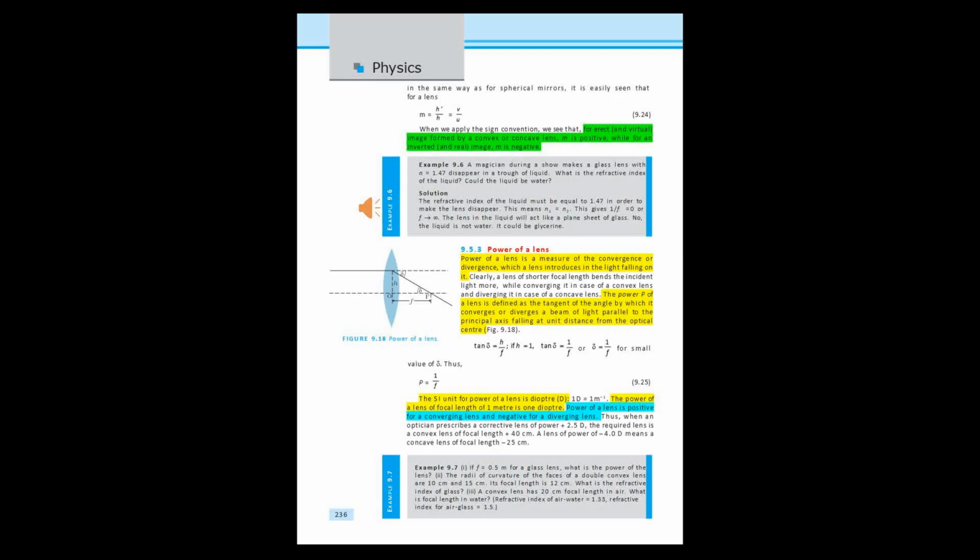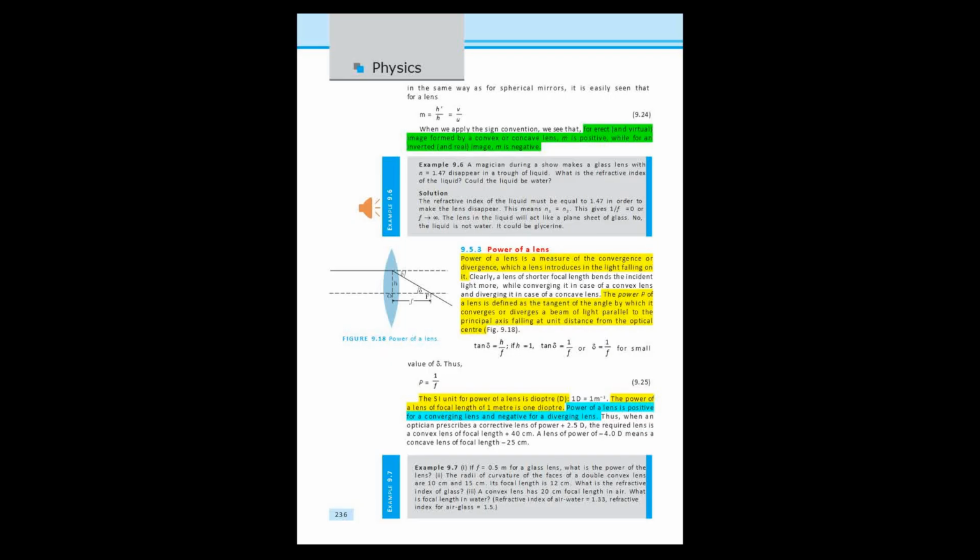Power of a lens. Power of a lens is a measure of the convergence or divergence which a lens introduces in the light falling on it. Clearly, a lens of shorter focal length bends the incident light more, while converging it in case of a convex lens and diverging it in case of a concave lens. The power P of a lens is defined as the tangent of the angle by which it converges or diverges a beam of light parallel to the principal axis falling at unit distance from the optical center, figure 9.18.